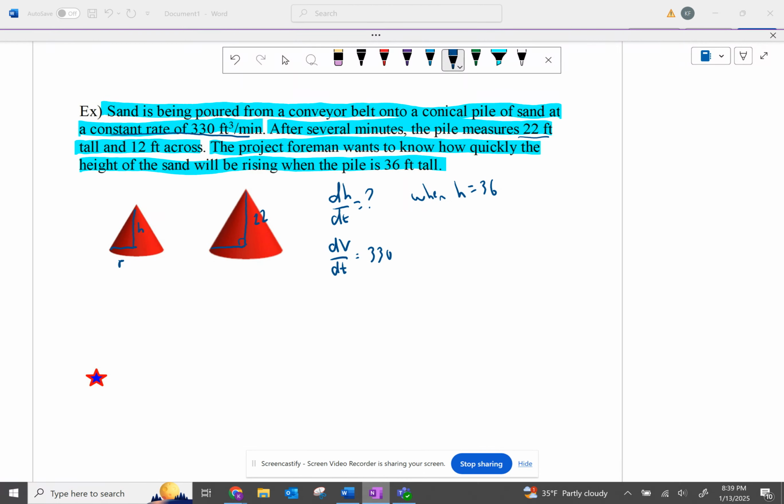And it's 12 feet across. Now, 12 feet across means that the radius is really going to be 6 feet. Okay? And I'd rather use the radius. Now, I know at some point it's 36 feet tall.